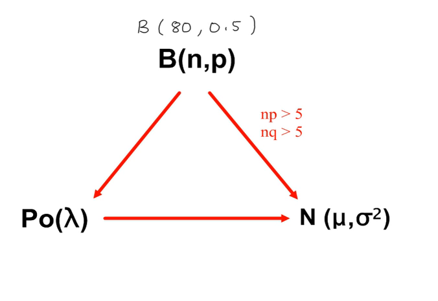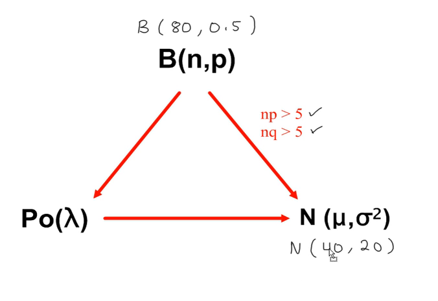As an example, if we have this binomial distribution, then n times p is 40, and that value is more than 5, so this condition is met. N times q, where q is the probability of failure, so 1 minus this probability, n times q is also more than 5, so this condition is also met.